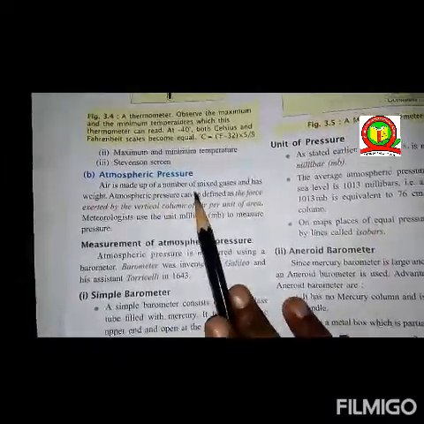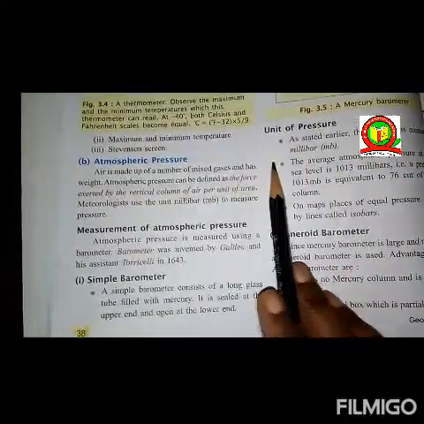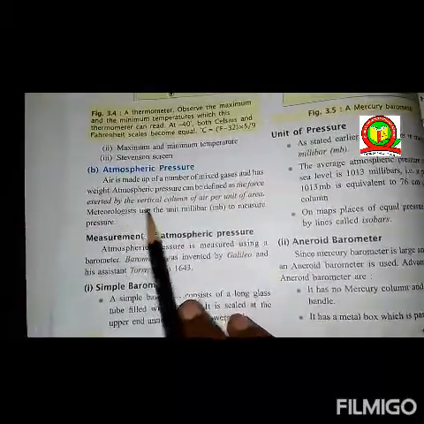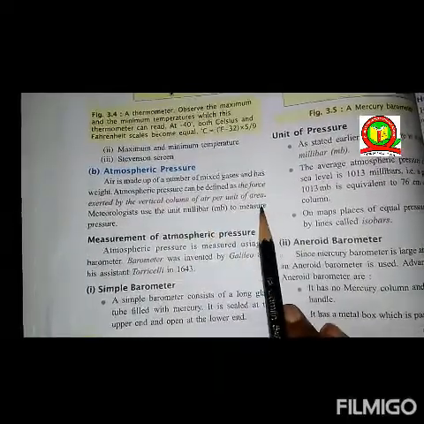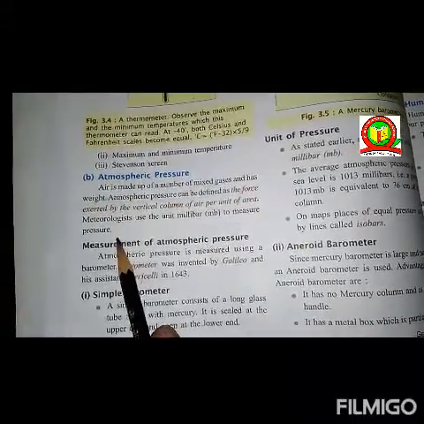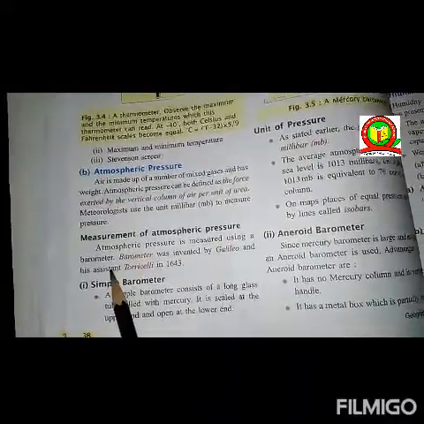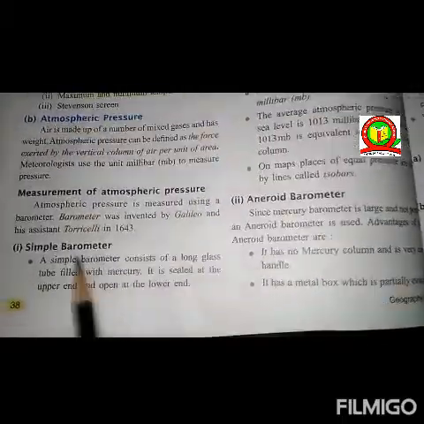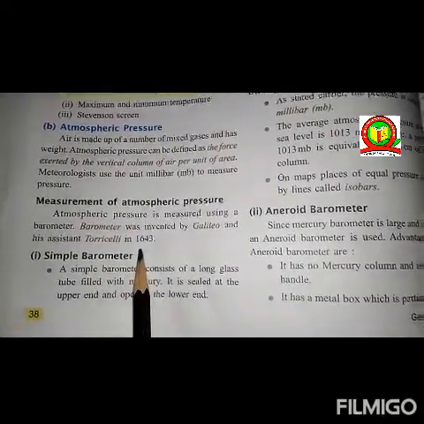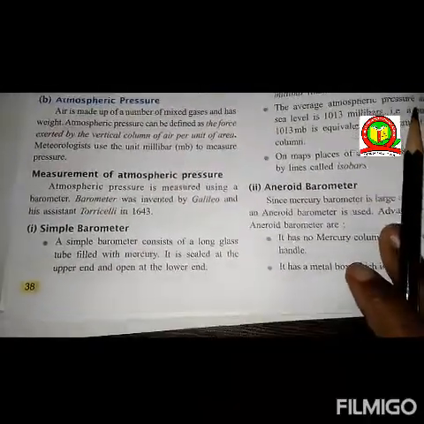The second one is atmospheric pressure. Air is made up of a number of mixed gases and has weight. Atmospheric pressure can be defined as the force exerted by the vertical column of air per unit of area. Meteorologists use the unit millibar to measure pressure. Measurement of atmospheric pressure: atmospheric pressure is measured using a barometer. The barometer was invented by Galileo's assistant Torricelli in 1643. The first type of barometer is the simple barometer.